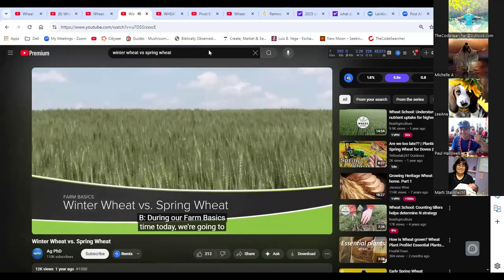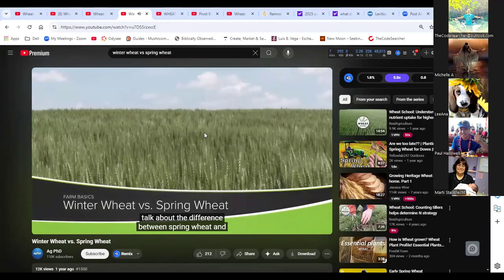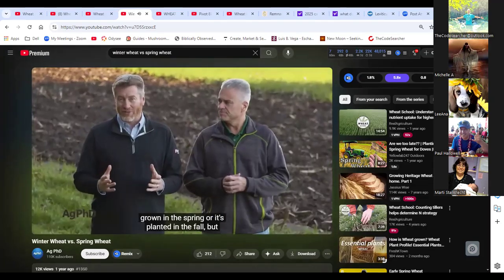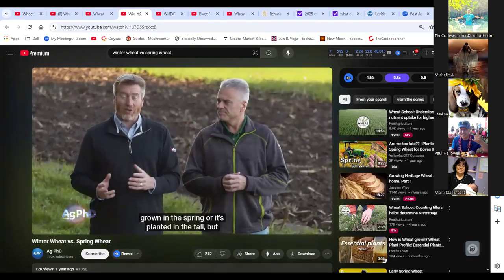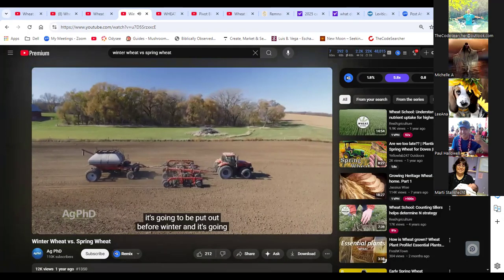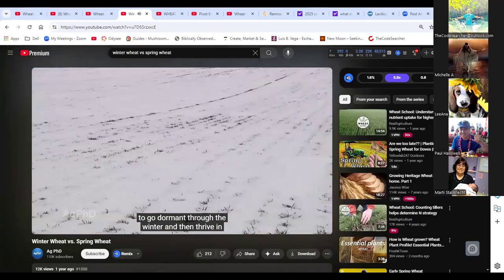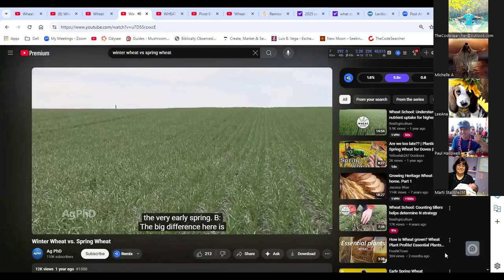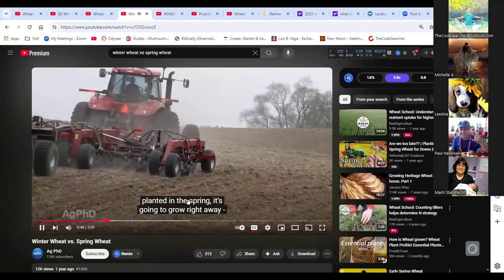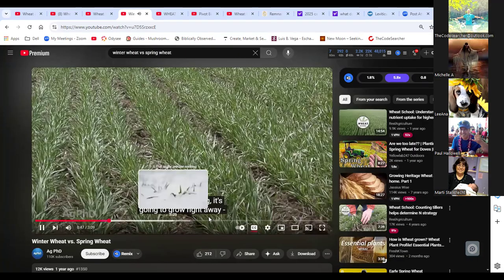During our Farm Basics time today, we're going to talk about the difference between spring wheat and winter wheat. Well, it is still wheat, whether it's grown in the spring or it's planted in the fall, but there's a big difference here. With winter wheat, it's going to be put out before winter, and it's going to go dormant through the winter and then thrive in the very early spring. The big difference here is spring wheat is going to get raised in the spring, planted in the spring. It's going to grow right away and you're done.